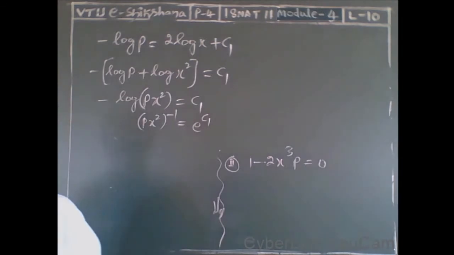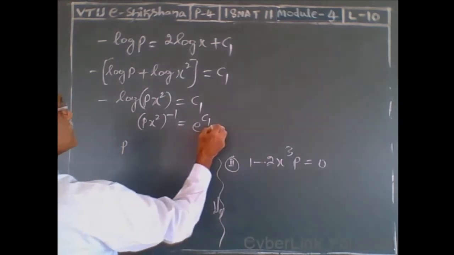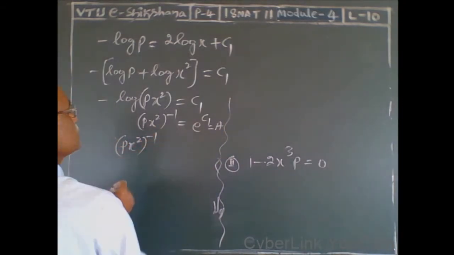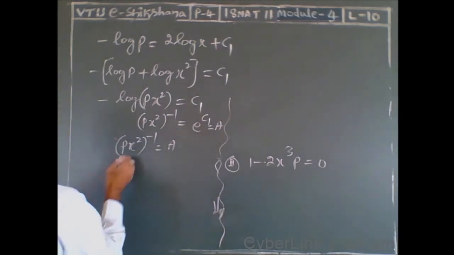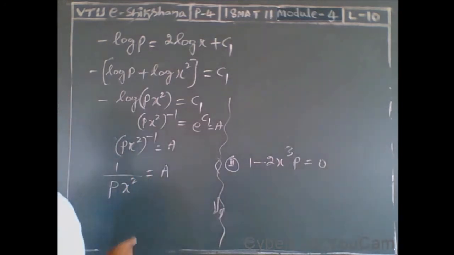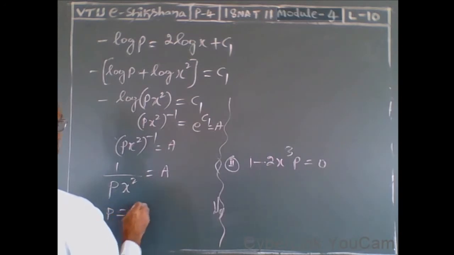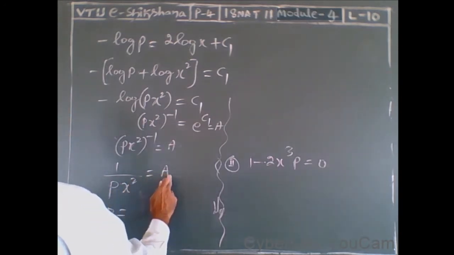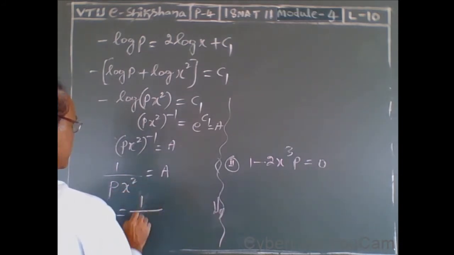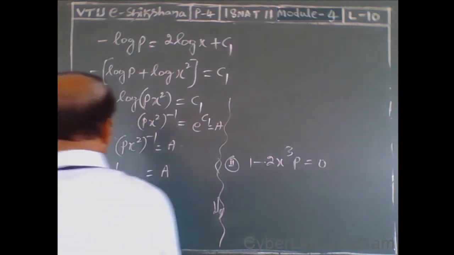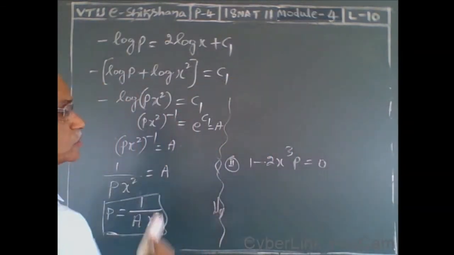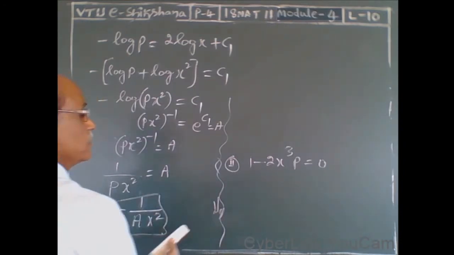Okay, then p into x square, whole to the power minus 1, is equal to, for example, a, right? Then 1 divided by p into x square is equal to a. Then what is the value of p? p is equal to, you take this to the other side, 1 divided by a into x square. That is 1 by a, also you can take, otherwise it is only a by x square.